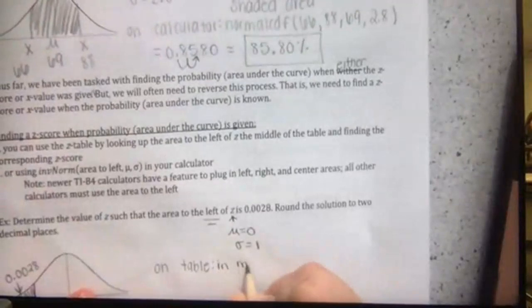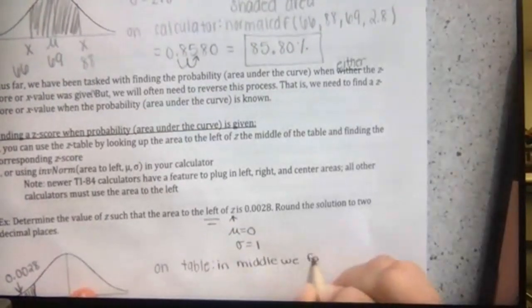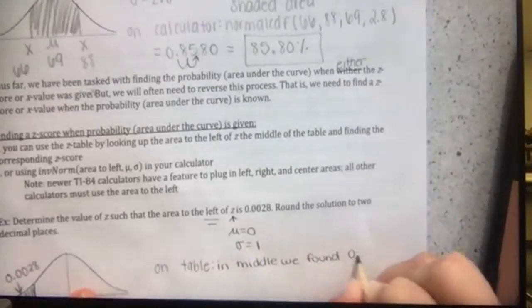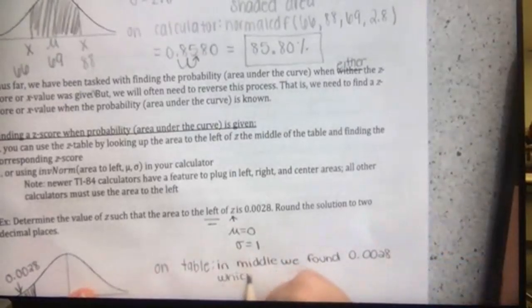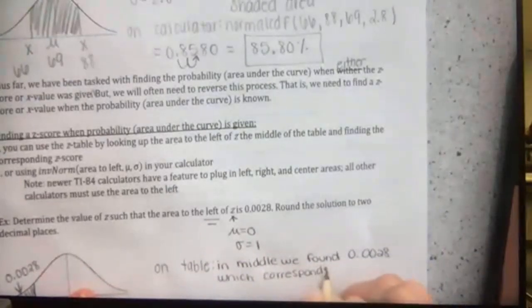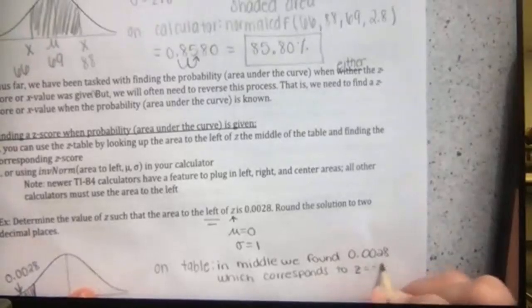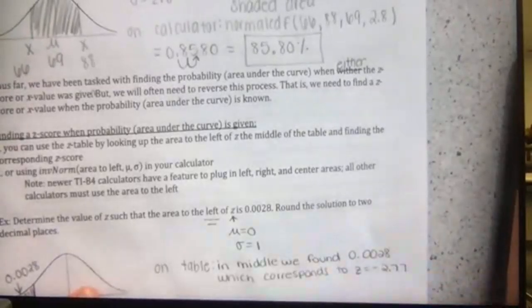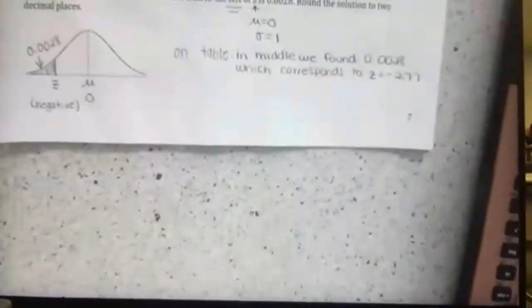So in the middle, we found 0.0028, which corresponds to z equals negative 2.77. Notice it's area to the left, so that helps us too.